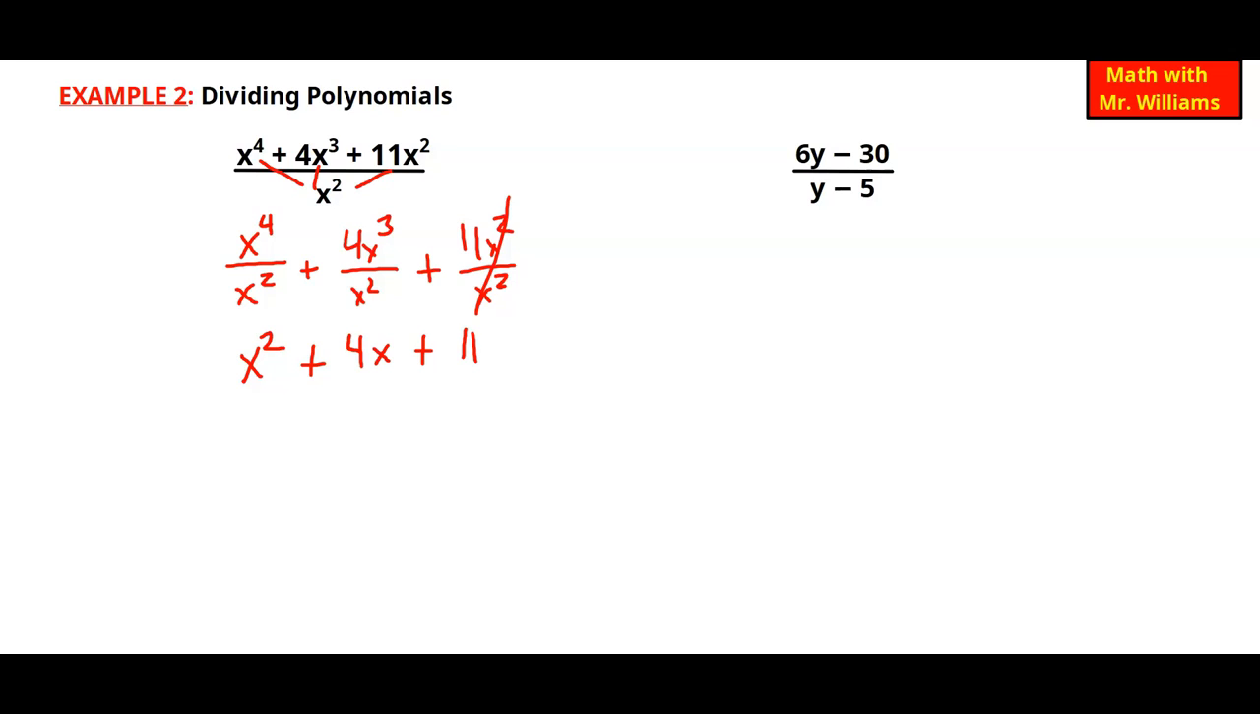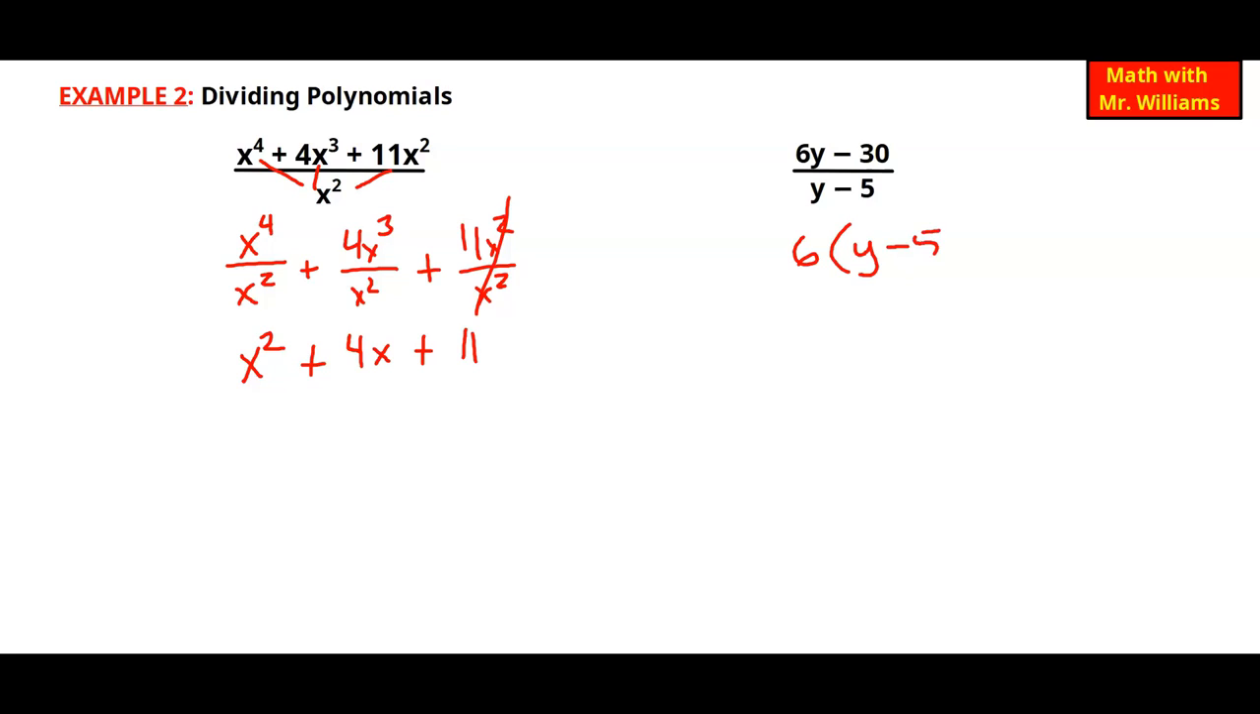We have 6y minus 30 divided by y minus 5. In this case, we're going to factor. We're going to find the greatest common factor of that 6y and 30. What goes into 6y and 30? We're going to say 6. If we factor and pull it out front, what's left? 6 times what is 6y? Just y. Minus, what times 6 is 30? That's just 5.